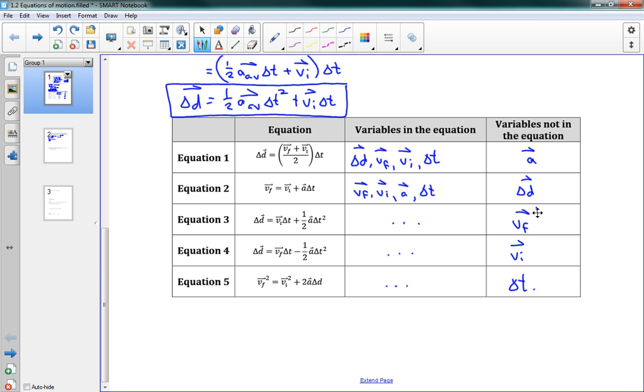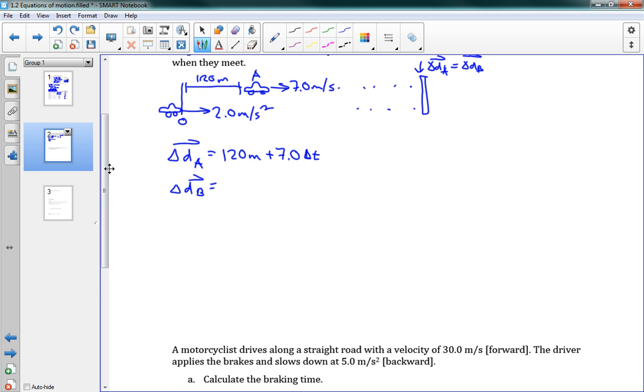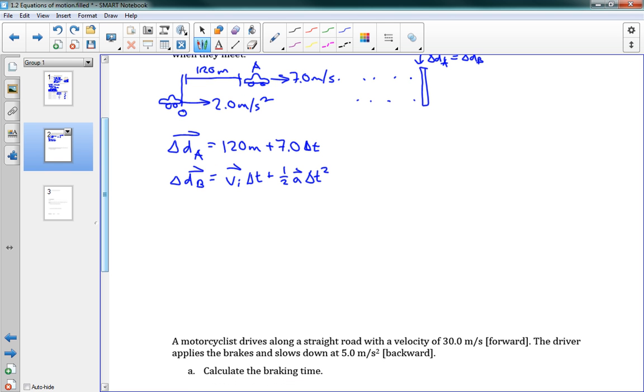So, this equation here, delta d equals vi delta t plus 1/2 a delta t squared. Okay, we have this equation. We can fill in some of the values here. Well, vi is 0, so that whole first term disappears. We get here just 1/2 a. A is 2.0 meters per second squared times delta t squared. And there we go. Now we have two equations that are equal to each other.